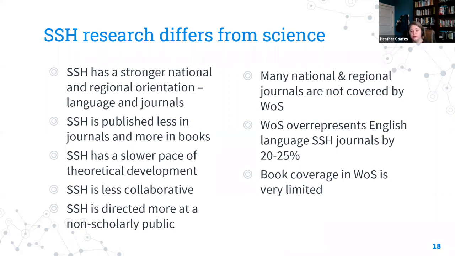We also know that the Web of Science citation database overrepresents English language, social science and humanities journals by 20 to 25%. So if you're working with folks or you are publishing in another language, this is another bias, right? And book coverage in Web of Science is very, very limited. This has changed over time, but again, if you remember the comparison between Web of Science, Scopus, and Dimensions, it's definitely not the place to look for information about books.